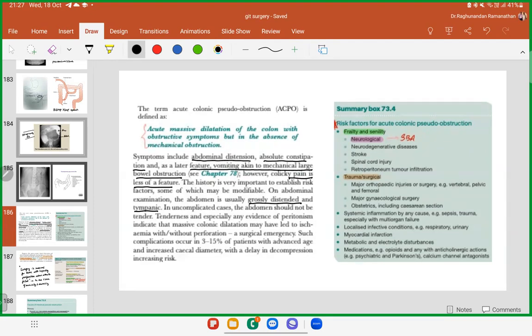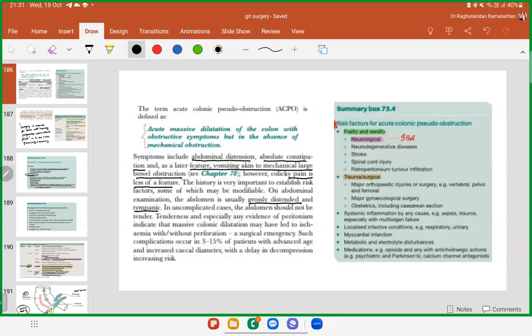On abdominal examination, what you're going to find is gross distension. So what are the risk factors for acute colonic pseudo-obstruction? With abdominal distension, you're going to have a tympanic note, and in uncomplicated cases they are not supposed to be tender. If there is tenderness, that means there are some complications. The risk factors include neurological conditions like Parkinsonism, Alzheimer's, and retroperitoneal hematoma; all these conditions can lead to acute colonic pseudo-obstruction.